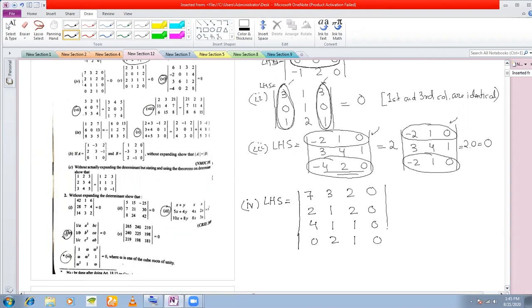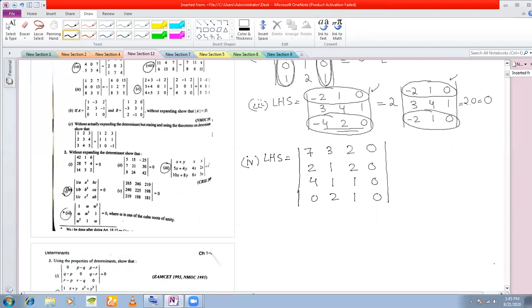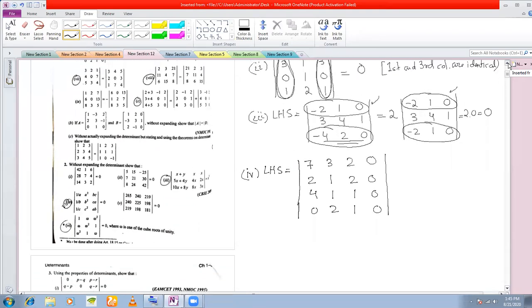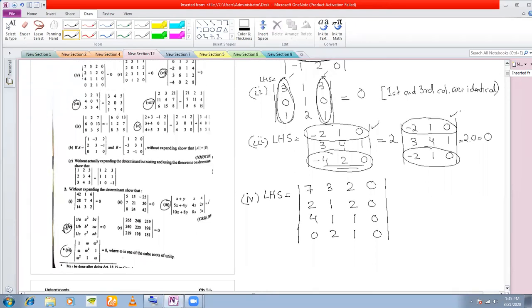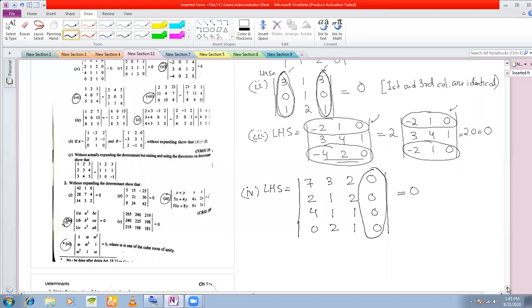You need to show that the value of this determinant is 0. So how can you say this is 0? Tell me. You can write directly that all the elements in the fourth column are 0, so the determinant is directly 0. No reason is required here. Look at the next one, number 5.